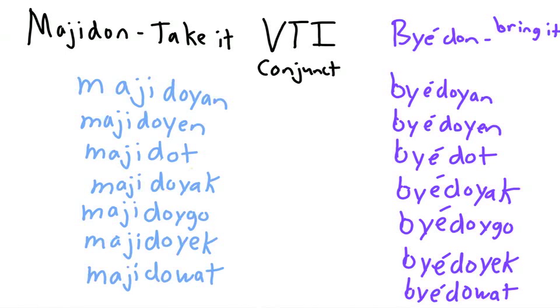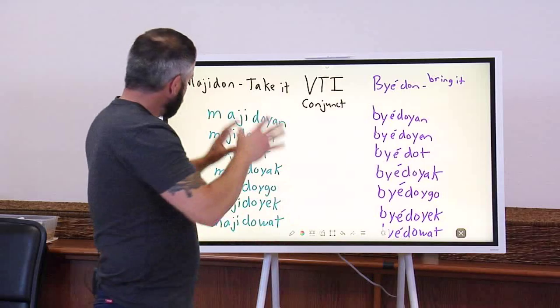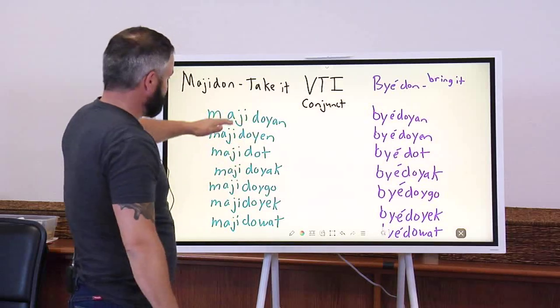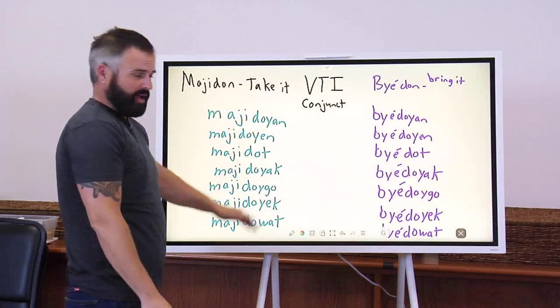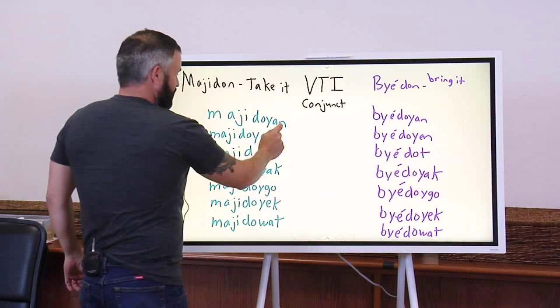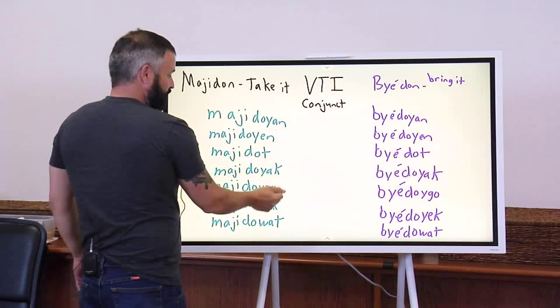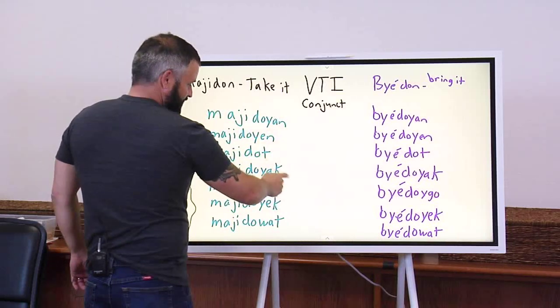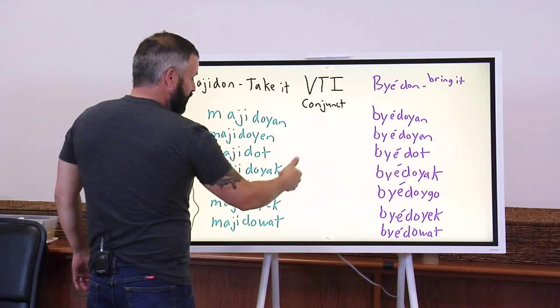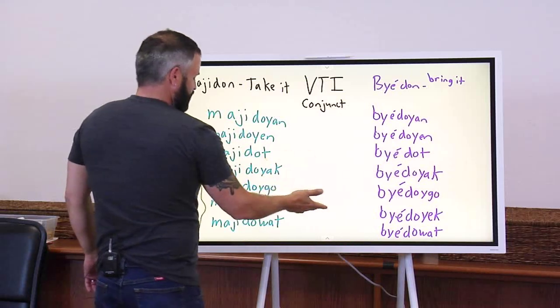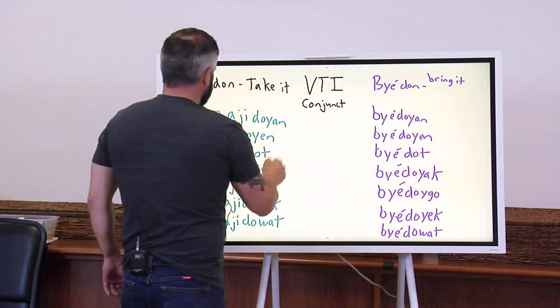Okay. So with our VTI verbs, we also have the ones that end in don or tone. Now the nice thing about these types though is they do follow exactly the VAI pattern. So it's yan for I, it's yin for you, it's ti for he or she, it's yak for us but not you, yago for us all, yuk for you all, wat for them.